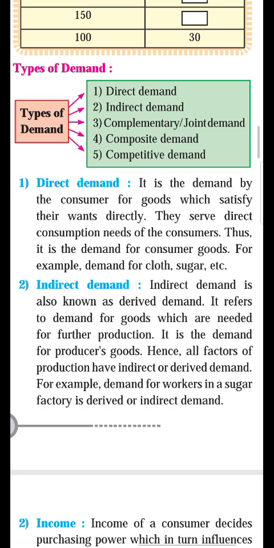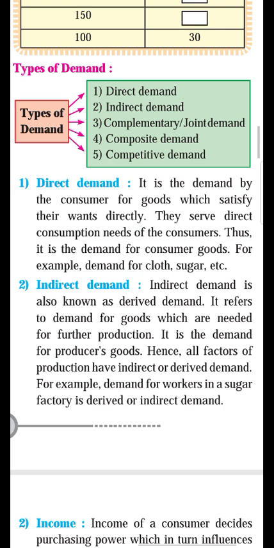Even the word says its meaning. Direct demand: when a commodity satisfies human wants directly, it is called direct demand. When we demand clothes, food, chocolate, milk, all these are direct demand. Direct demand means the commodity directly satisfies human wants. After the consumption of milk, chocolate, or food, I get direct satisfaction, so it is my direct demand.